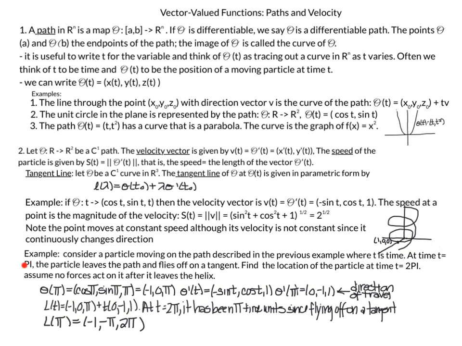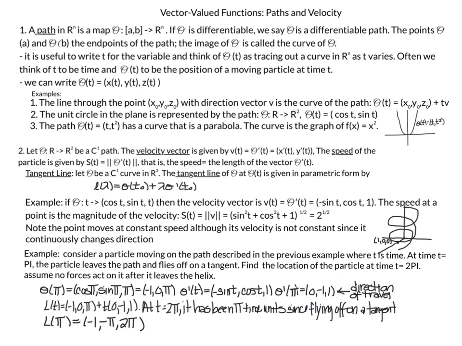At time t equals pi, we can figure out its position right before it flies off. So sigma of pi is going to be cosine of pi, sine of pi, and then pi, which is equal to (-1, 0, pi). When we take the derivative of sigma, we get (minus sine t, cosine t, 1). So we plug in pi, and that's going to be (0, -1, 1). And this is the direction of travel right as it flies off.